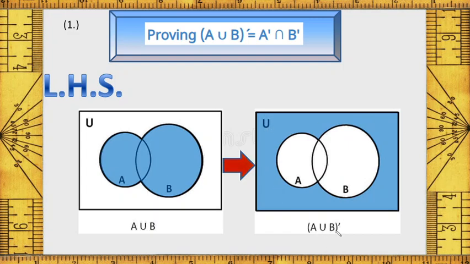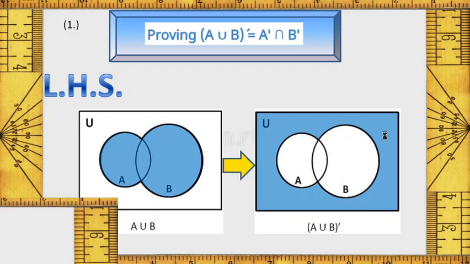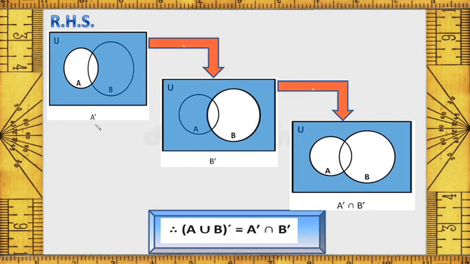A union B whole complement is this thing. So left hand side is this blue region. Now let's come to right hand side. In right hand side, first of all, let's calculate A complement.